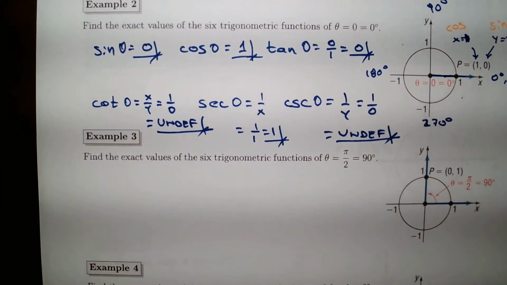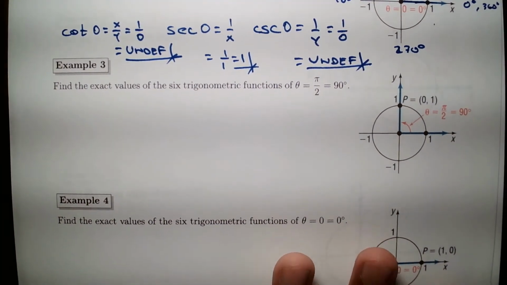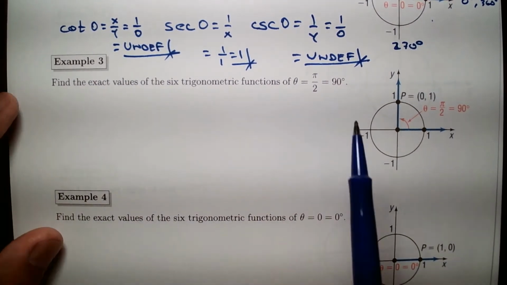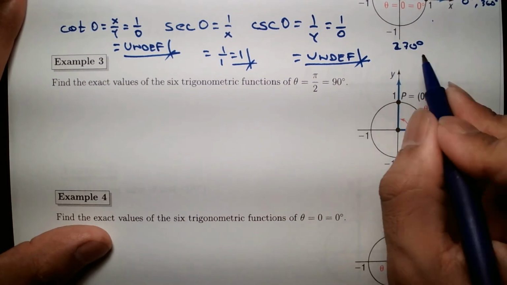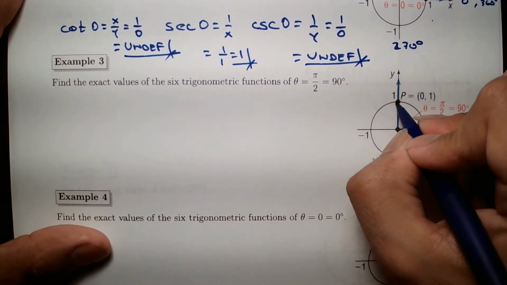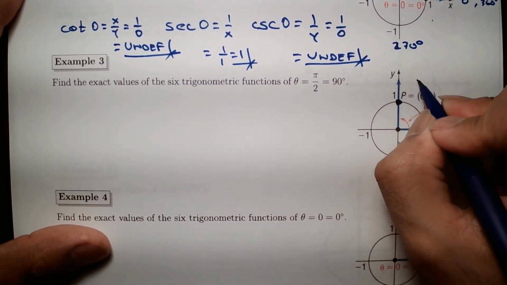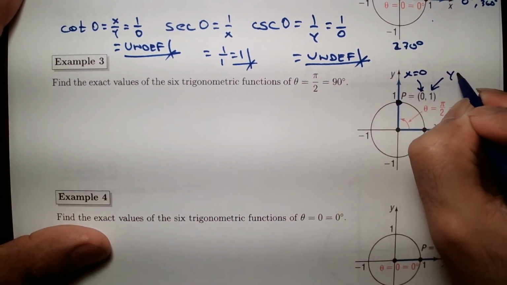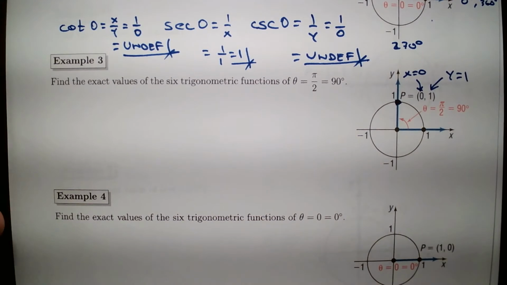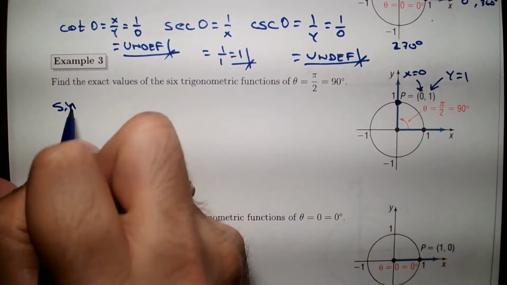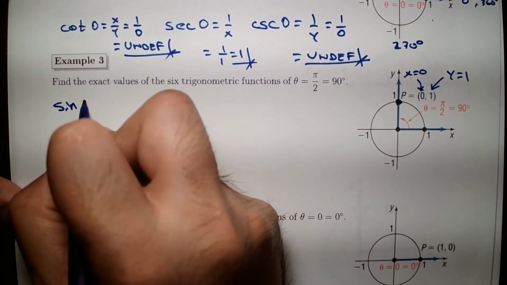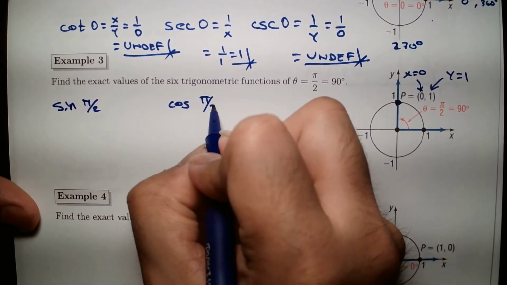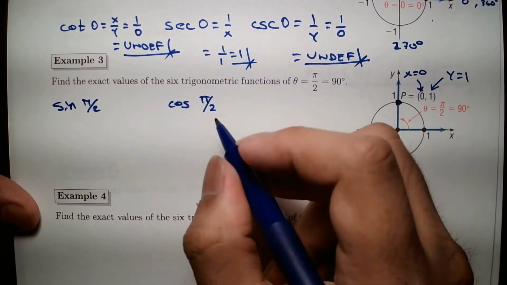Let's repeat this exercise for the exact values of the 6 trigonometric functions of pi over 2, which is 90 degrees. So now we have the picture for 90 degrees, and the point that corresponds is x equals 0 this time, and y equals 1. Okay, so let's define sine of pi over 2, cosine pi over 2, or 90 degrees. Either way you represent it is fine.